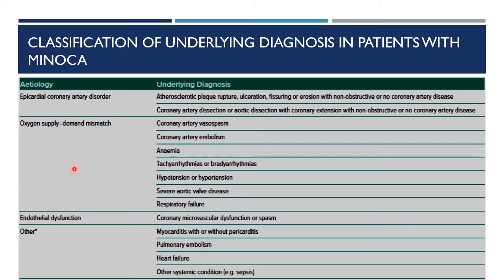The other etiology, that is oxygen supply demand mismatch, can be either because of coronary artery vasospasm, coronary embolism, anemia, tachy or bradyarrhythmias, hypo or hypertension, severe aortic valve disease, or respiratory failure. Endothelial dysfunction may be caused by coronary microvascular dysfunction or spasm, and some other causes may be myocarditis with or without pericarditis, pulmonary embolism, heart failure, and other systemic conditions, for example sepsis.